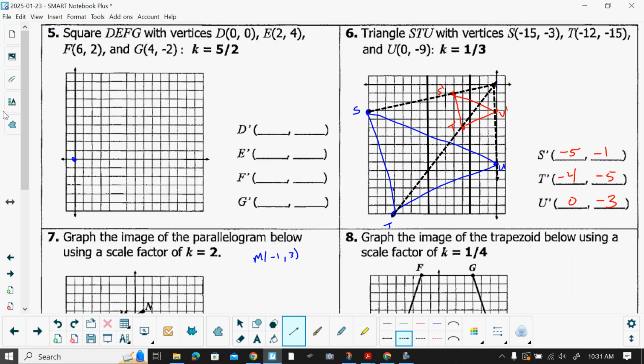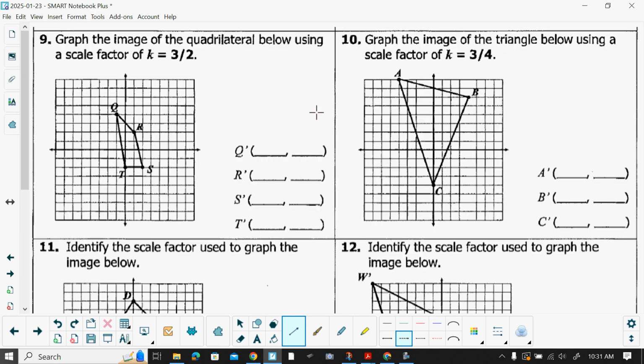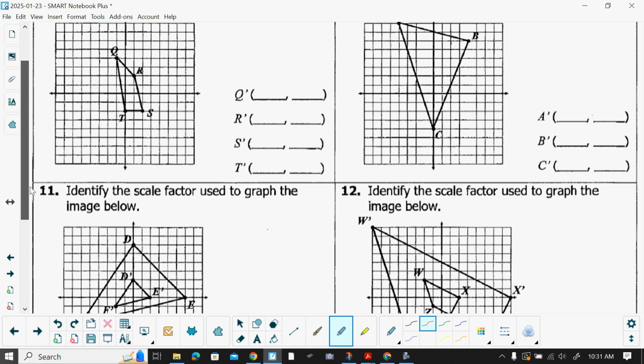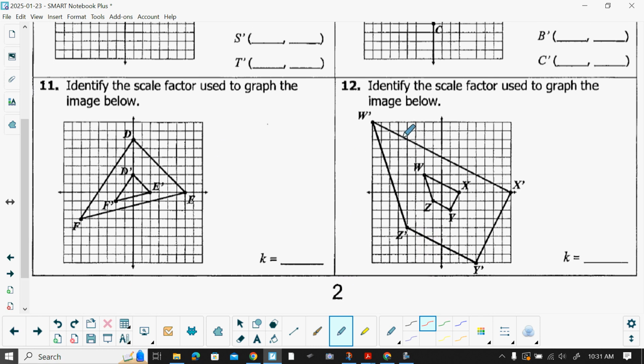All right, we've done examples of all of these types. There's still one more type of question you're going to see, so I want to hit those before we're done. This is the same thing again. You identify the points, multiply it by that, you get your new ones. Identify the points, multiply it by this, get your new ones. Nothing new there. Okay. 11 and 12, though, are a little bit different. It says identify the scale factor. What is that scale factor?